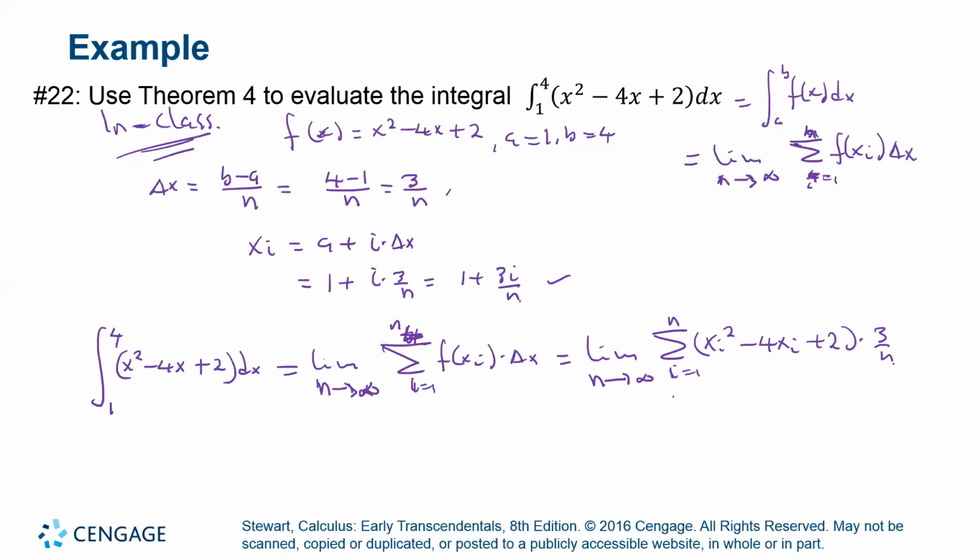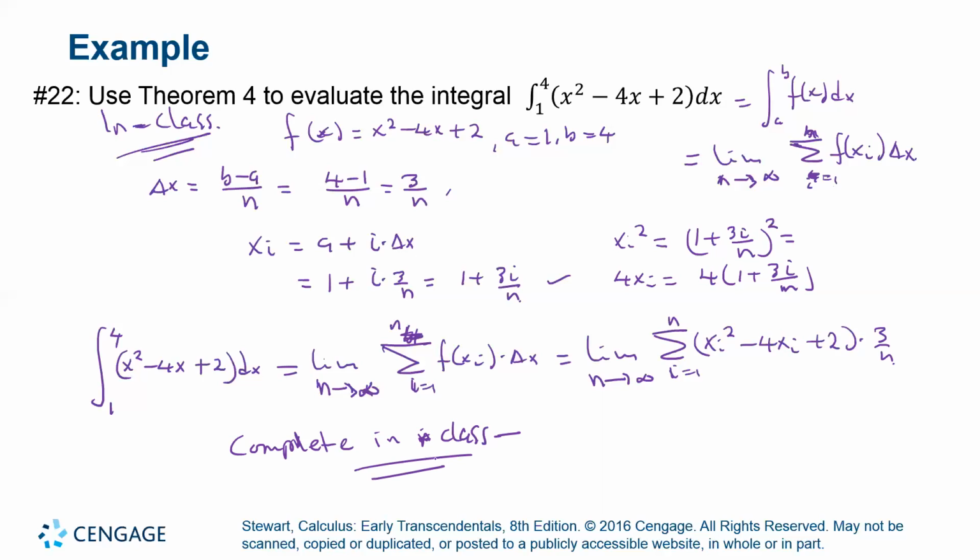Then we'll express everything in terms of n and evaluate it. We can look at xi squared, which in this case will be 1 plus 3i over n, and then we'll square that and simplify. And 4xi is going to be 4 times 1 plus 3i over n, and then the 2 also comes. So we'll complete this in class. I just want to set it up here.